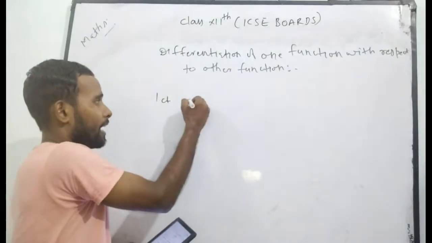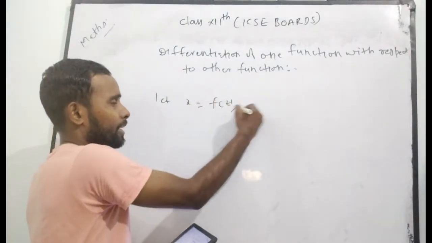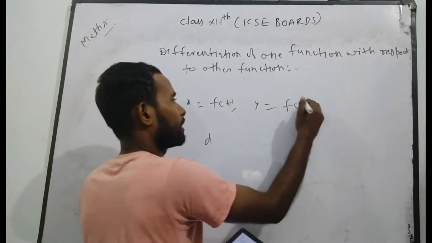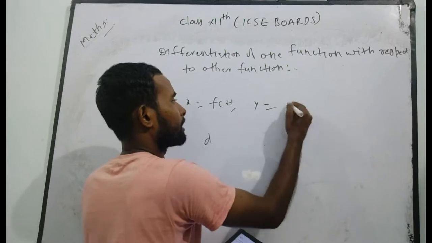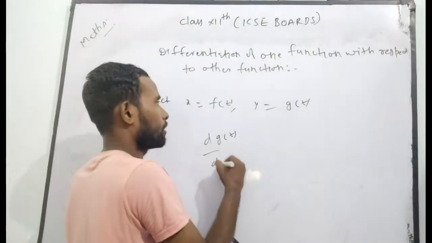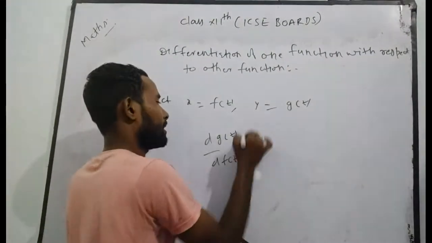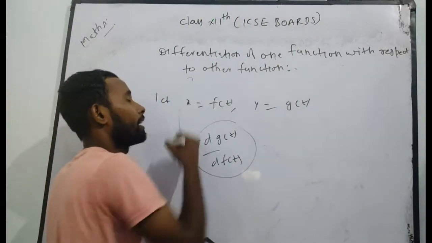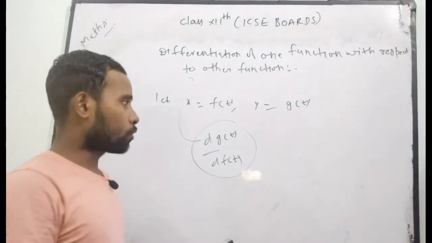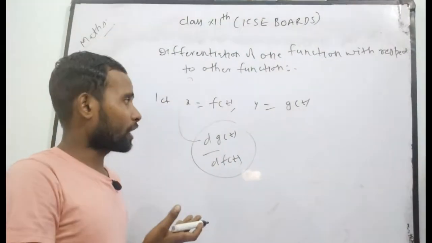Let x is equal to f(t) and y is equal to g(t). In that case, you have to find d g(t) with respect to d f(t). This is the concept. This represents the derivative of one function with respect to another function.